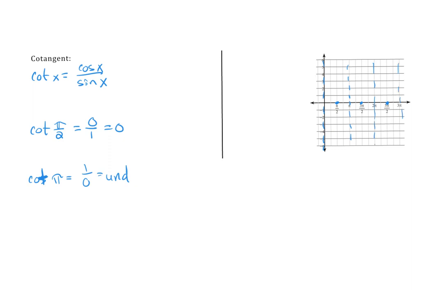So we have all these asymptotes there. And then it's going to go in the opposite direction. So instead of an increasing function in between the asymptotes, it is a decreasing function. So the domain is all real numbers except x does not equal multiples of pi. And then the range is also all real numbers.